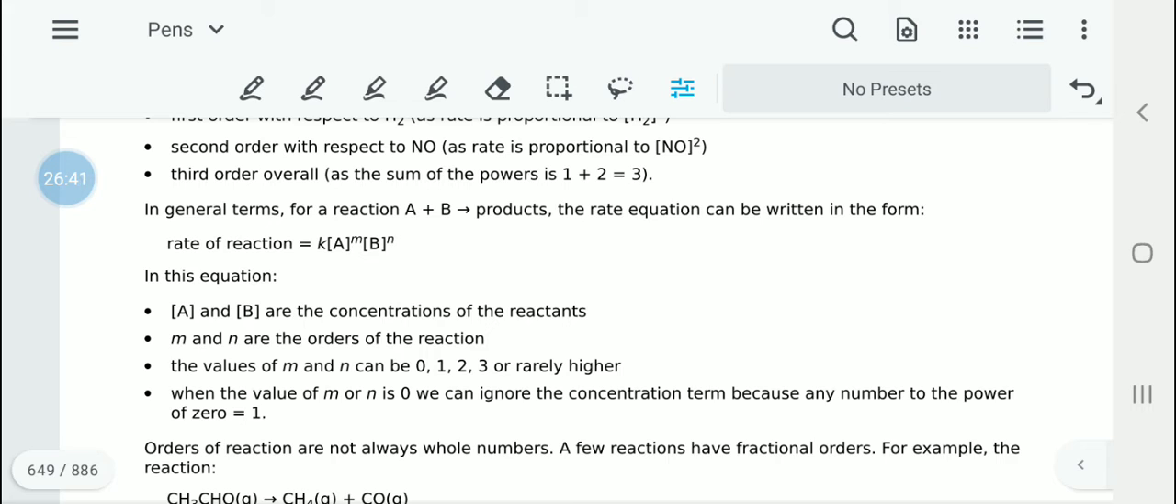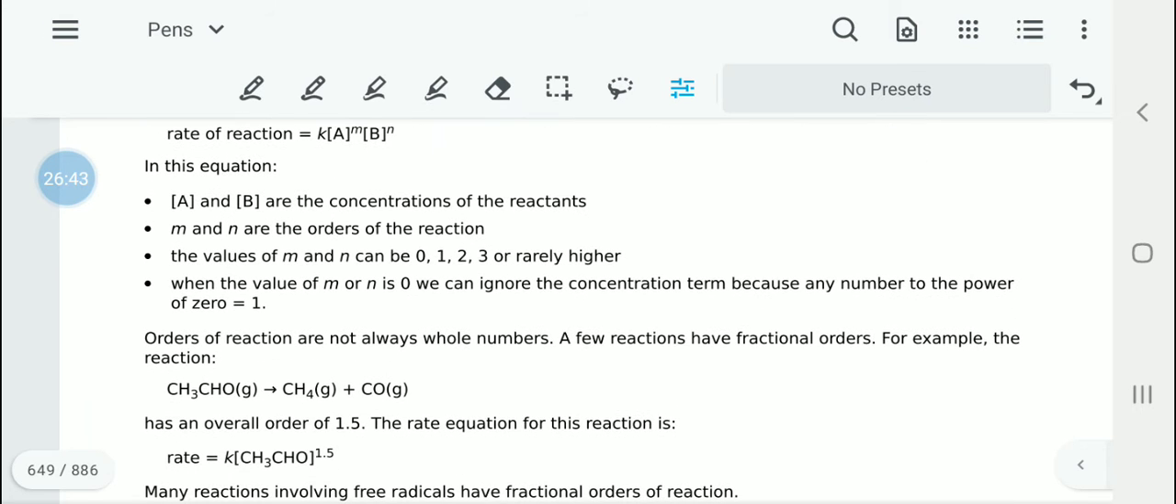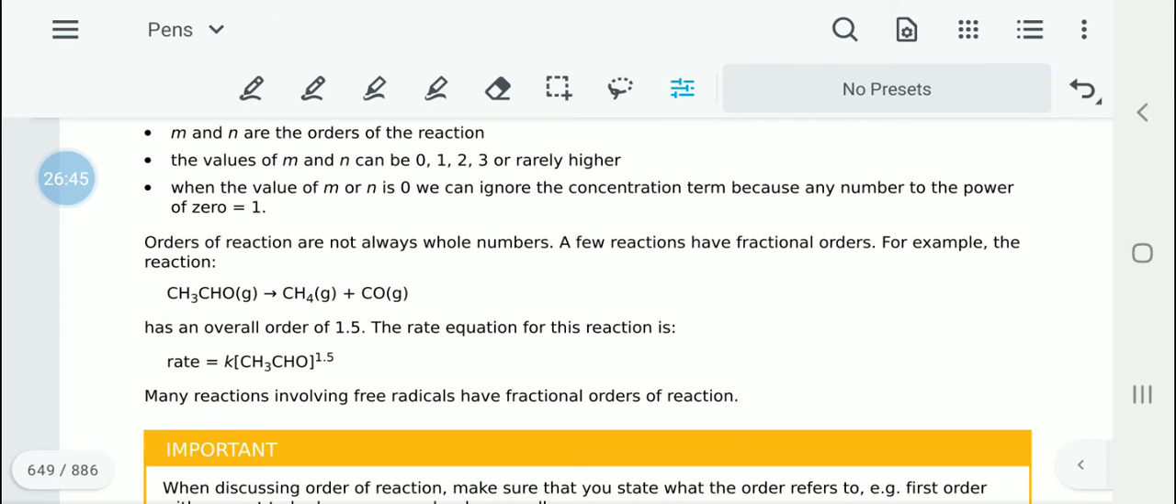Underneath that, if the reaction involves free radicals, it could have fractional orders as well. Example: CH3CHO giving CH4 plus CO. Rate equals k[CH3CHO] to the power 1.5.